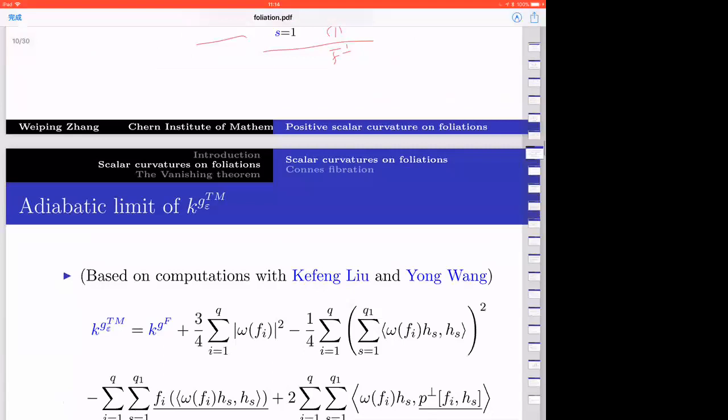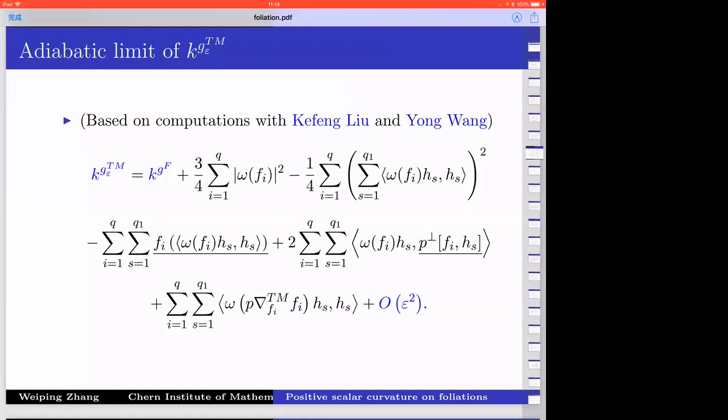With this, we have a complete formula based on earlier computations with Kefeng Liu and Yong Wang. We have this big formula: when epsilon is small, the scalar curvature of the rescaled metric on the total manifold equals the Levi-Civita scalar curvature plus this O(epsilon) term. But there is a lot in this middle term here. It involves omega and also the derivative of omega. So it looks very complicated.